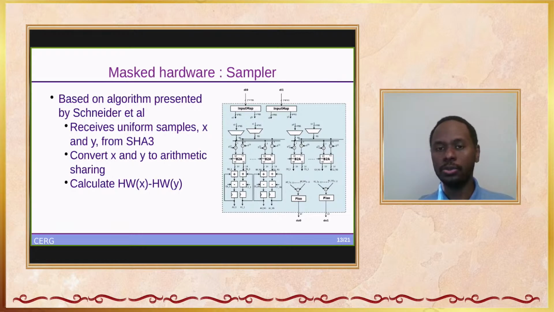This is a sampler that we used in our design based on an algorithm by Schneider and others. Basically, what it does is receive uniform samples and output binomial samples. It takes one bit at a time from each input of uniform samples, does a conversion to arithmetic sharing, and accumulates those until you get your binomial samples.